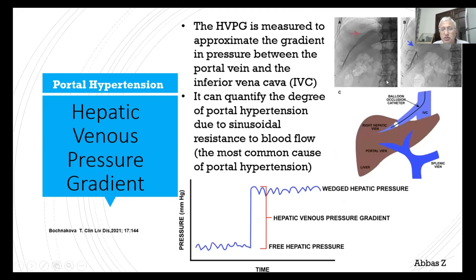Here you can see a balloon in the hepatic vein, and when this balloon is not inflated, it measures the free hepatic pressure. But when you wedge it, inflate it, it measures the wedged hepatic pressure. The difference between the free hepatic pressure and the wedged hepatic pressure is the hepatic venous pressure gradient. And the hepatic venous pressure gradient is the pressure gradient between the inferior vena cava and the portal vein.